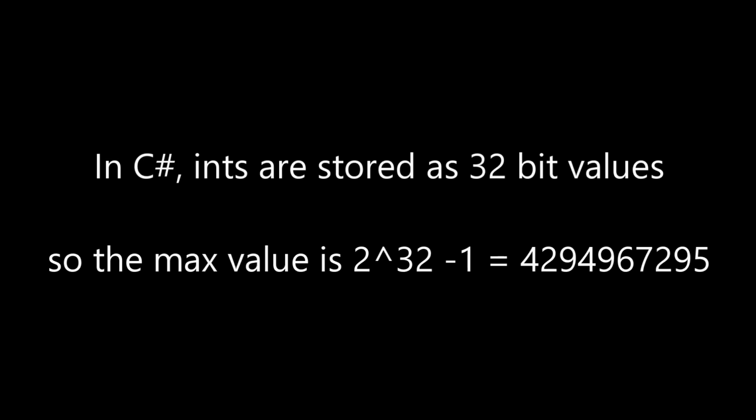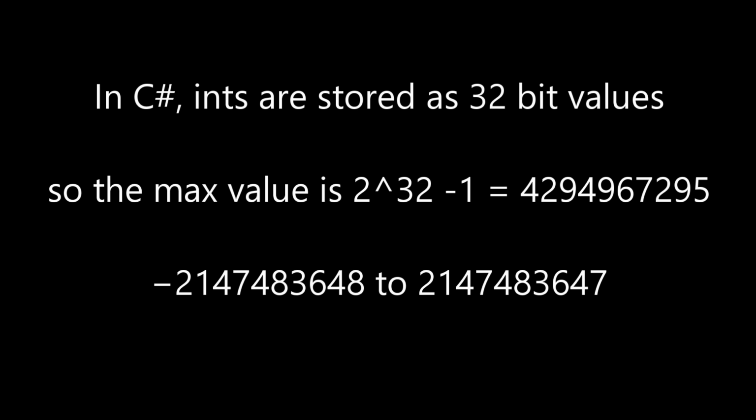In C#, these ints are stored in 32-bit values. So the max value is 2 to the 32nd power minus 1. You subtract 1 because we have to include 0 in that, which gives you a value of about 4.3 billion. But usually we want negative and positive, so that means the max value is actually about 2.15 billion.